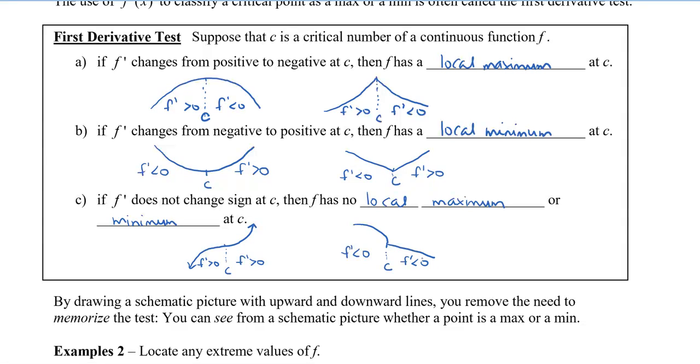So by drawing a schematic picture, which means that we're going to do a sign chart with upward and downward lines, you remove the need to memorize the test. You don't really need to memorize it, but if you draw a sign chart, you can tell whether it is a maximum. So let's take a look at an example.